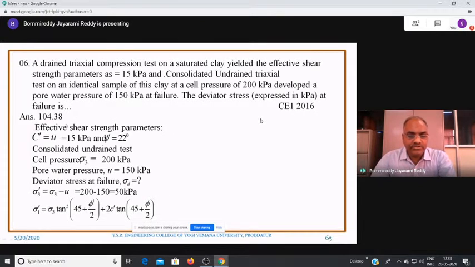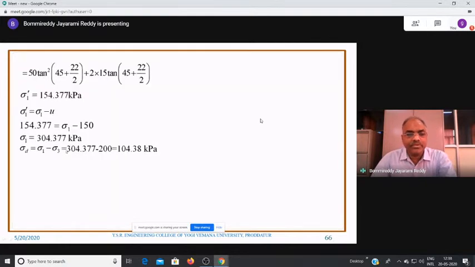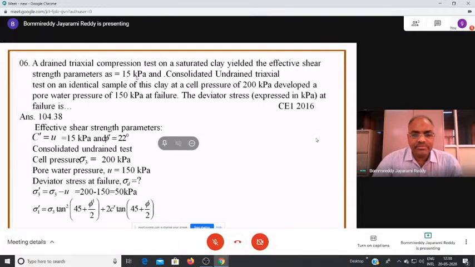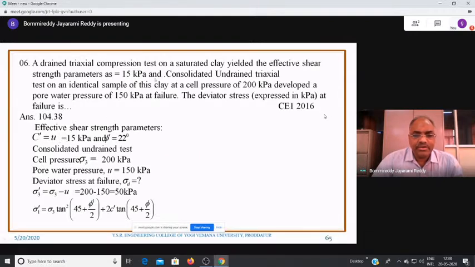And it is in 2016. Here it is also similar to the previous problem, exactly similar. I'll again read this. A drained triaxial compression test on a saturated clay yielded the effective shear strength parameters as c dashed 50 kPa and phi dashed 22 degrees.